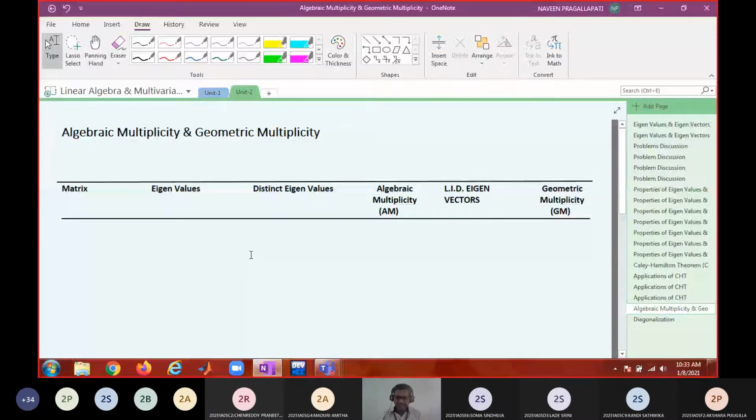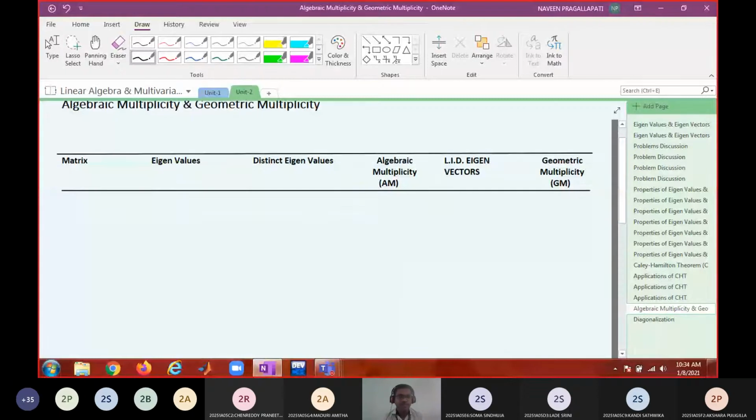I think we did a few problems on finding eigenvalues and eigenvectors. I think we did 3 problems. Can you tell me those matrices? The first matrix is 2, 1, 0; 0, 2, 1; 0, 0, 2.